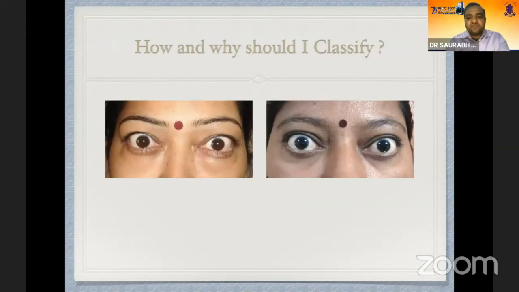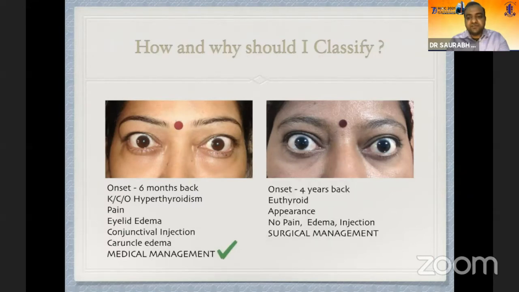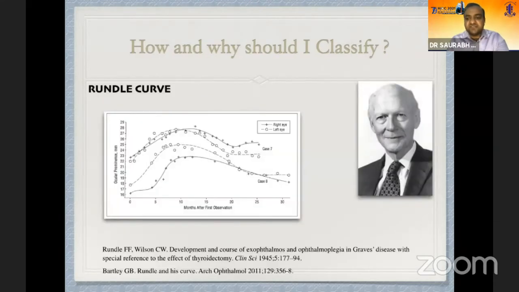Now, why we need to know the classification of this disease is because if you see both these patients, they look almost similar, but when we closely take the history and examine them, the patient on the left-hand side has a short duration. She's a known case of hyperthyroid, has eyelid signs, and therefore is a case for medical management. Whereas the patient on the right side is euthyroid, onset 4 years back, and doesn't have any signs and symptoms except for proptosis and eyelid retraction, and she is a candidate for surgical management. So how do we decide which patient needs medical and surgical management is important.